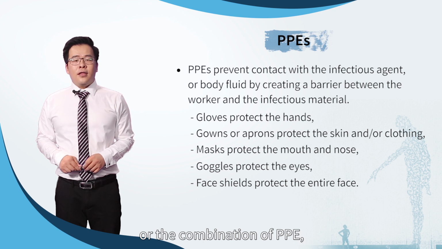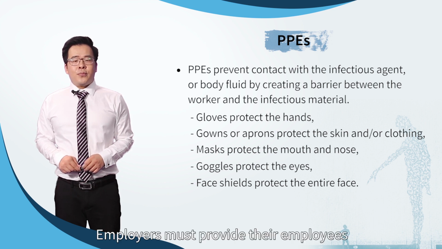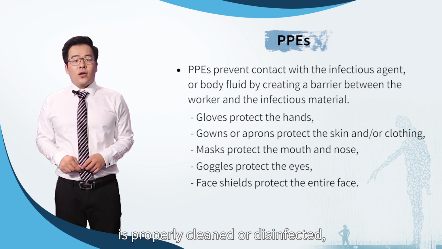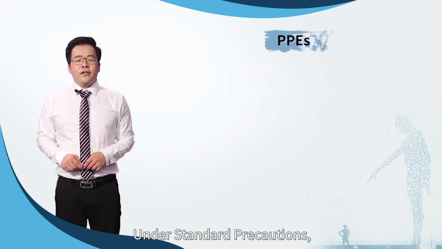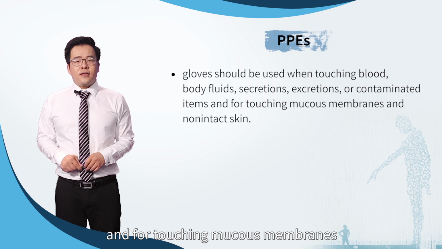PPE selection, or the combination of PPE, is determined by the category of isolation precautions. Employers must provide their employees with the appropriate PPE and ensure that PPE is disposed of or, if reusable, is properly cleaned or disinfected, repaired, and stored after use. Under standard precautions, gloves should be used when touching blood, body fluids, secretions, excretions, or contaminated items, and for touching mucous membranes and non-intact skin.